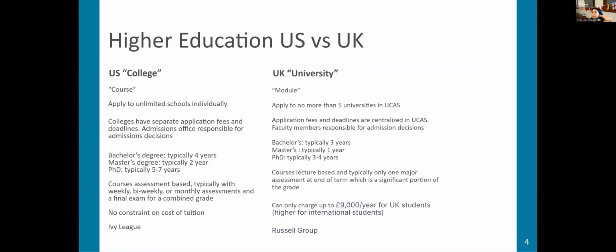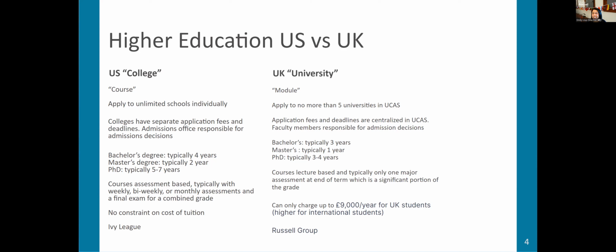Okay, some differences between studying abroad in the UK versus in the US. The first thing that always comes up is that we call it US college, they call it university. Okay, so you'll notice that right off the bat. The other terminology that's oftentimes extremely confusing is that we call them courses, they call them modules. So we use the word module to mean like a part of a course. They use the word module to mean the entire course. And so that leads to a lot of confusion, but I just want to throw that out there.